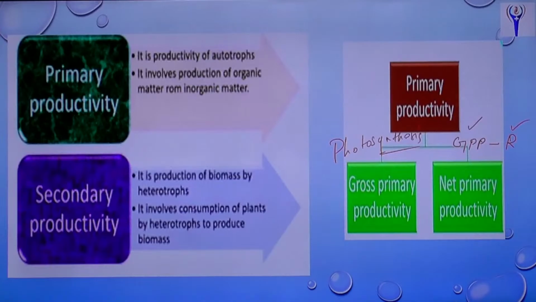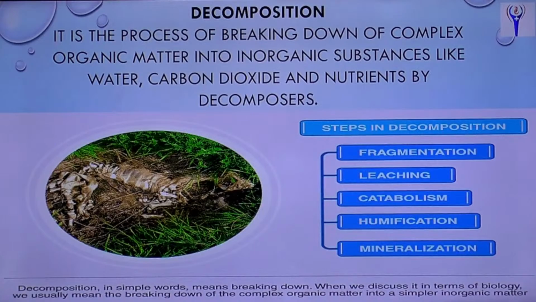Next is decomposition. Decomposition is the process of breaking down complex organic matter into inorganic substances like water, carbon dioxide and nutrients by decomposers. There are five steps in decomposition. The first one is fragmentation. Fragmentation means the detritus is broken into smaller particles by the detritivores. Detritivores means decomposers like earthworms.